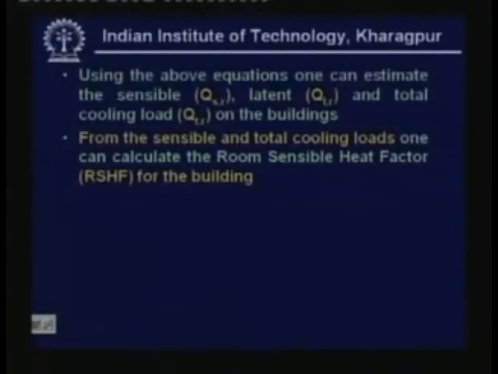And from the sensible and total cooling loads, one can calculate the room sensible heat factor, RSHF, for the building. These aspects we have discussed in our earlier lectures. The room sensible heat factor, as you know, is nothing but the ratio of the total sensible load on the building divided by the total load on the building. Since you have got all this information from the load calculations, you can calculate now what is the RSHF of the building.